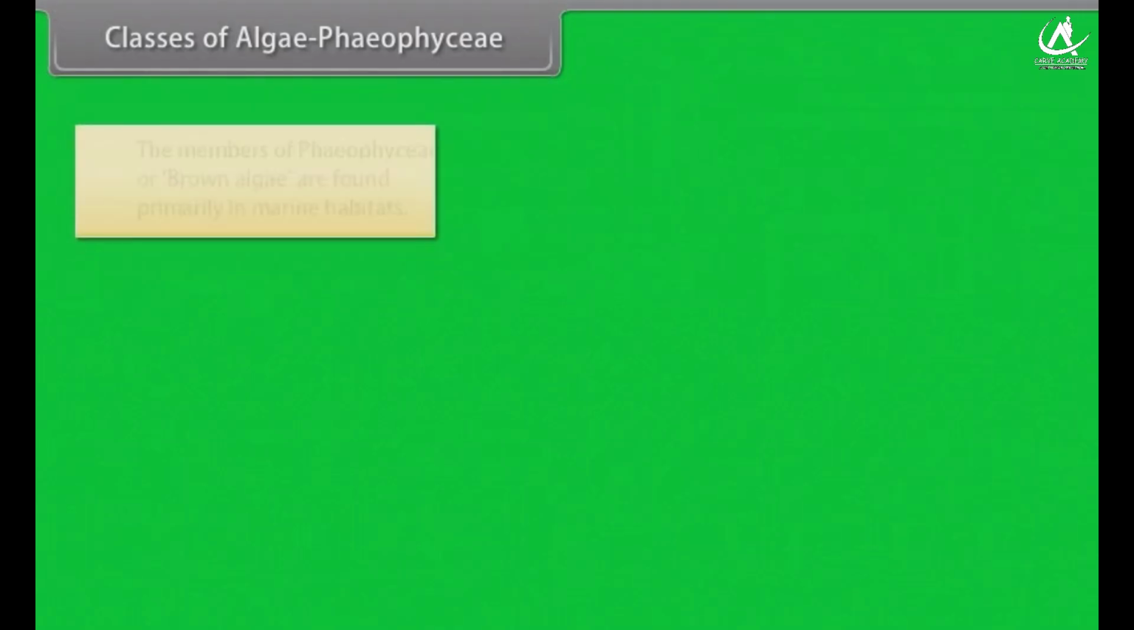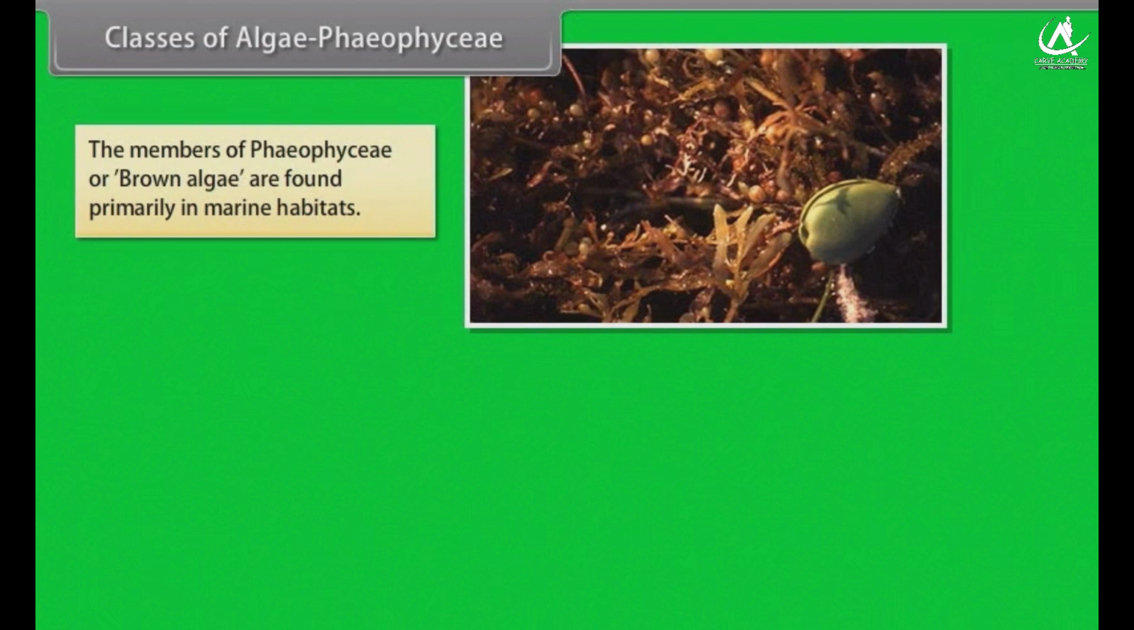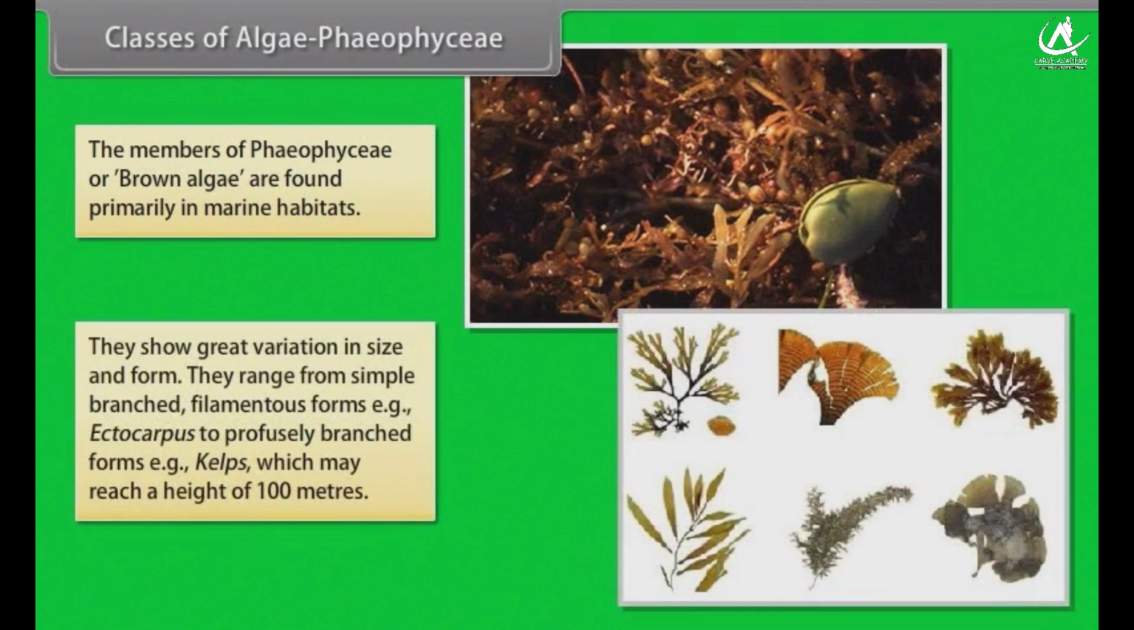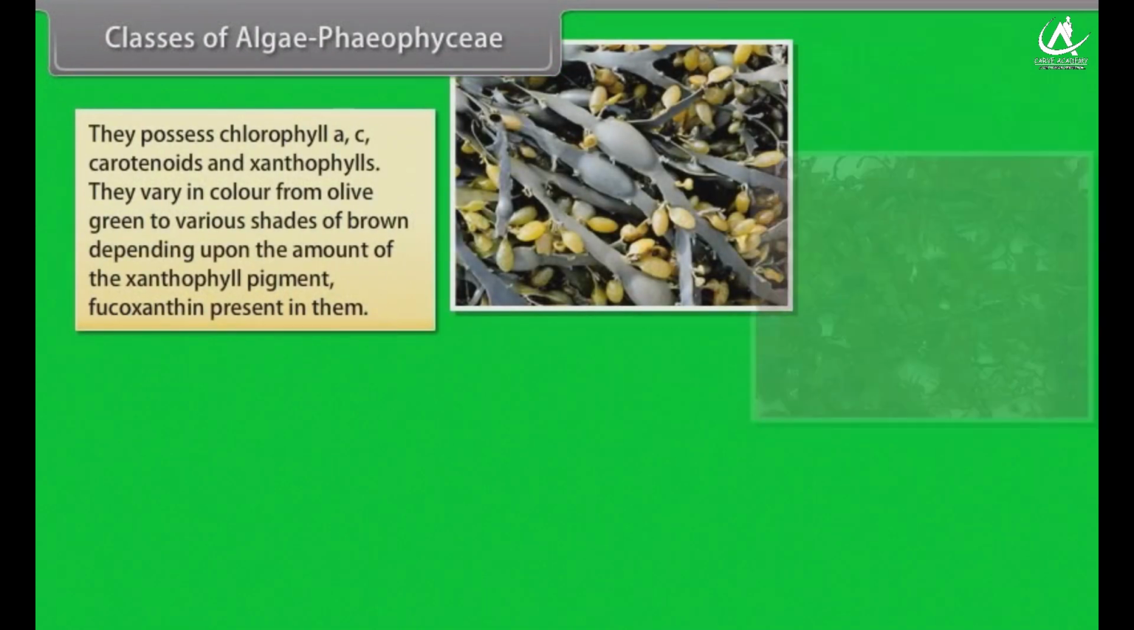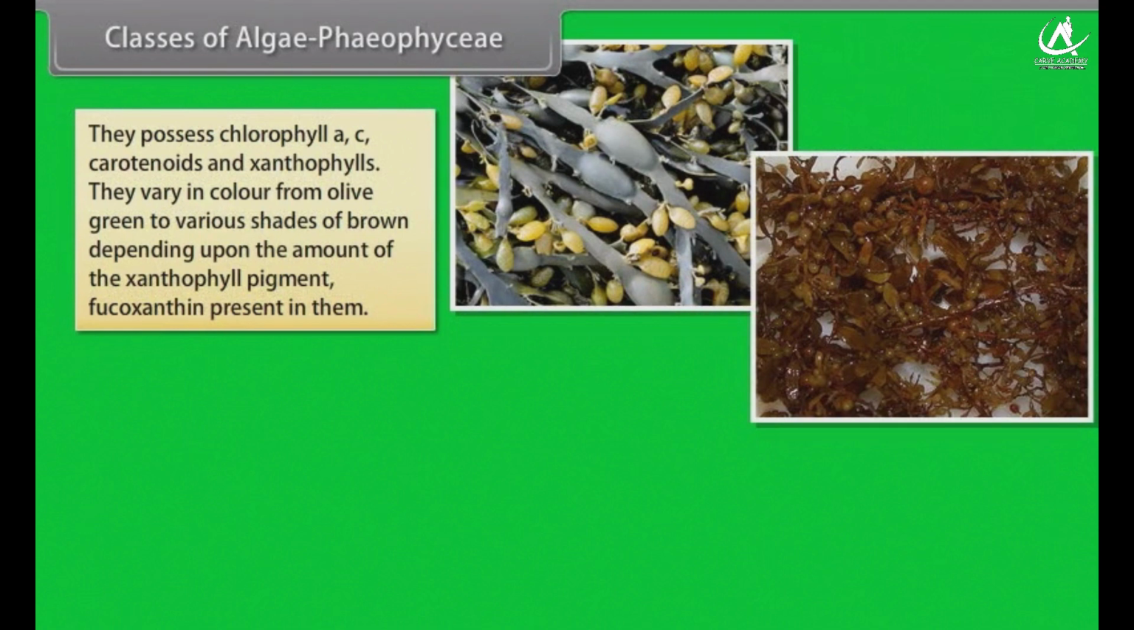Phaeophyceae. The members of Phaeophyceae, or brown algae, are found primarily in marine habitats. They show great variation in size and form. They range from simple branched, filamentous forms, for example Ectocarpus, to profusely branched forms, for example kelps, which may reach a height of 100 meters. They possess chlorophyll A, C, carotenoids, and xanthophylls.